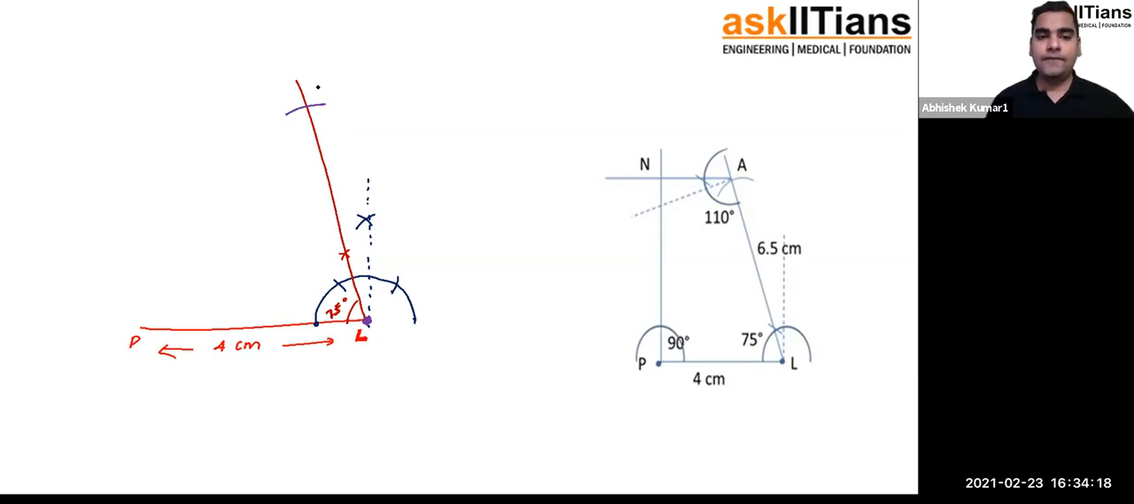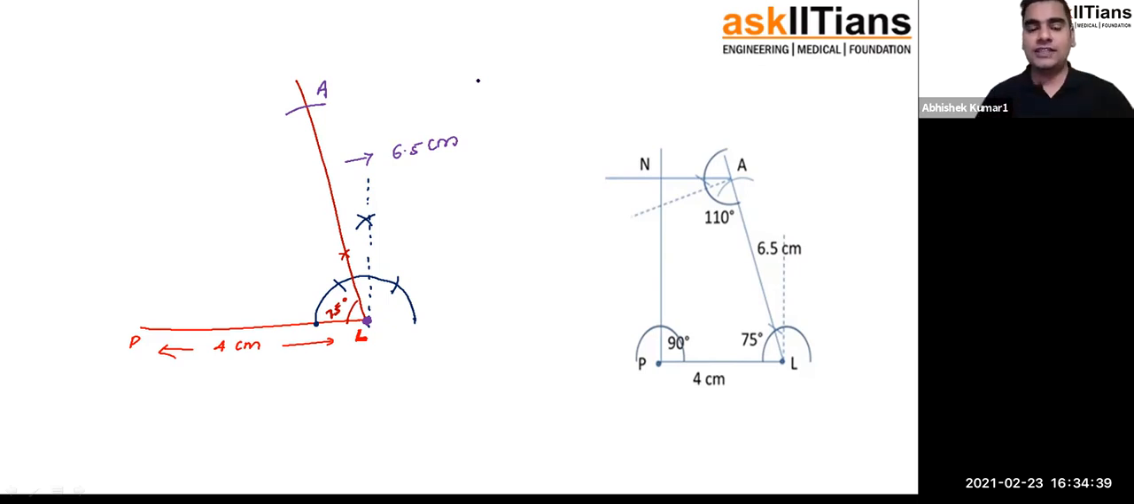For example, we are going to call this point A, and the length of this line segment is going to be 6.5 centimeter. So we have got our LA as well. I repeat, what we did here, we have to draw LA which is equal to 6.5 centimeter.